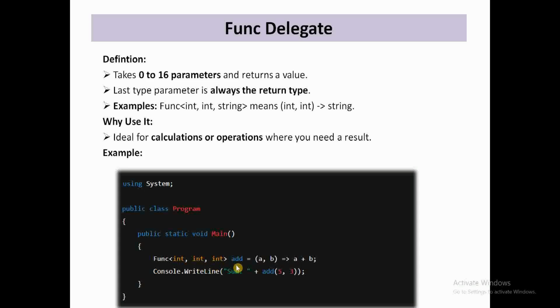Here we have the variable name for that Func delegate. Here we provide two parameters, and then we give some logical operations. We perform some operations over here, and it produces a result which will be returned as an integer. Now we call this with the add variable name, and then we pass two parameters.